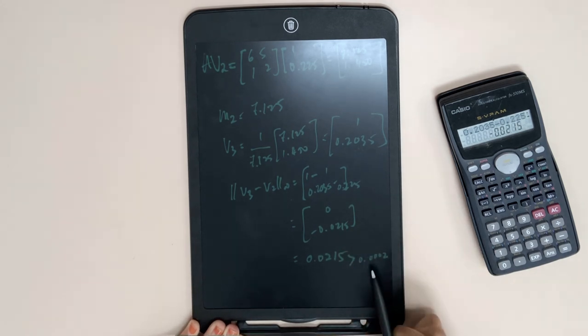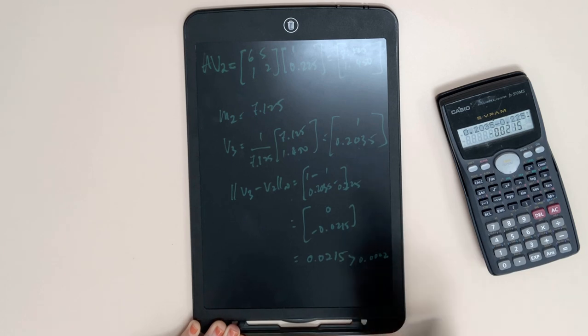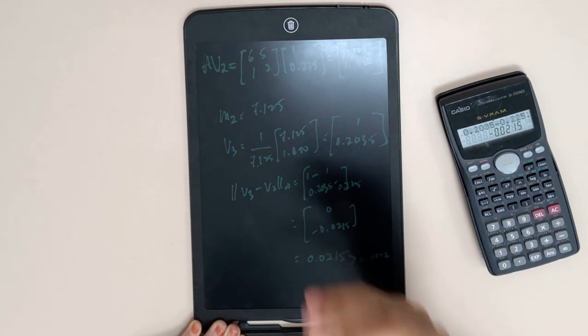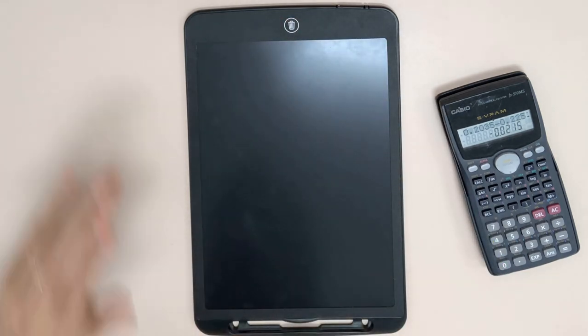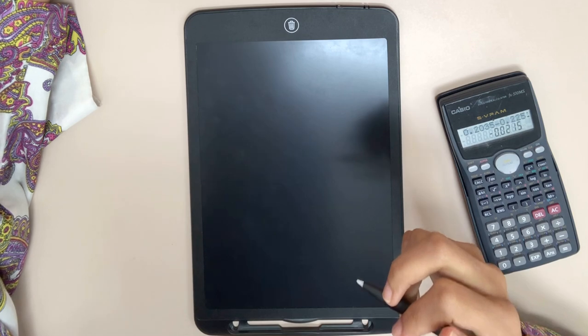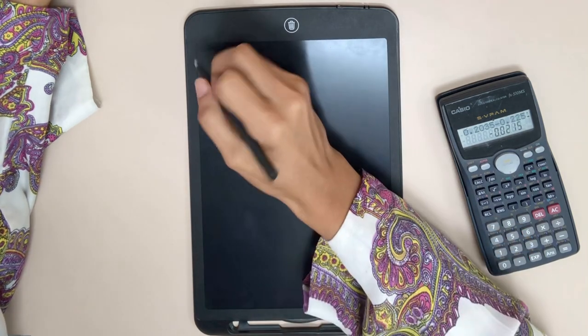And it's still greater than 0.0002. Here it's 0.000, 3 times 0, here there is a 1, 0. So this is still larger than this one. So you need to do it again. Okay, so you can refer to the slide. So I just write the last one.